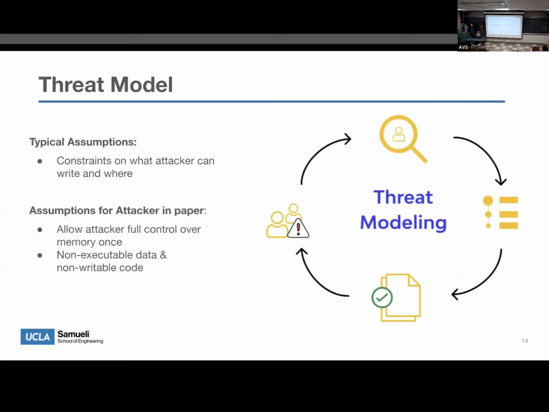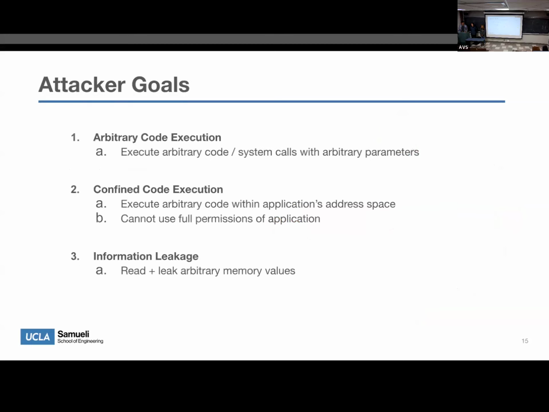So what are the threat model and attacker goals? The typical assumptions are that there are constraints on what the attacker can write and where, but to account for more things, the paper assumed that the attacker can have full control over the memory at one point during the program. And the attacker goals, just to quickly go over them, are pretty self-explanatory: arbitrary code execution, confined code execution, which is just a subset of the first one, and then information leakage.